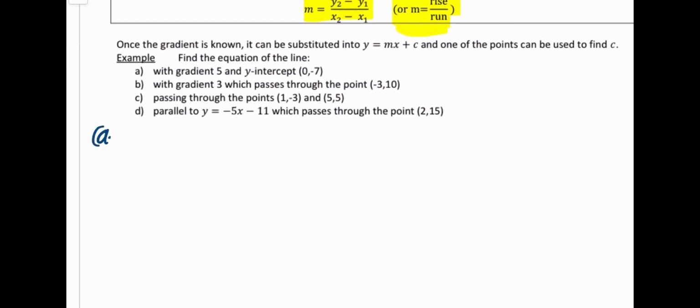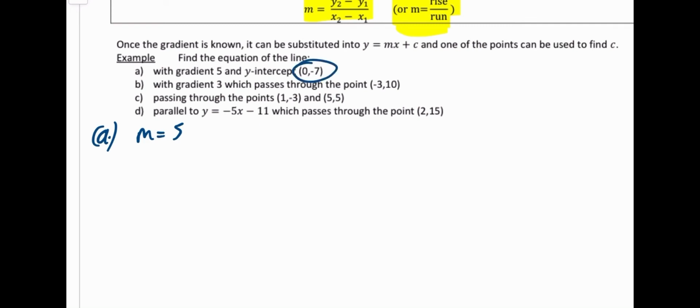So for part A, let's read the question. It says find the equation of a line which has a gradient of 5 and an intercept of minus 7. So m is equal to 5, and it actually tells you in the question that your c is equal to minus 7. So you could directly write that in as 5x minus 7. But I know an awful lot of people don't like doing it that way. So I'm going to pretend that I haven't realized my c is equal to minus 7. But that's what that means, remember.